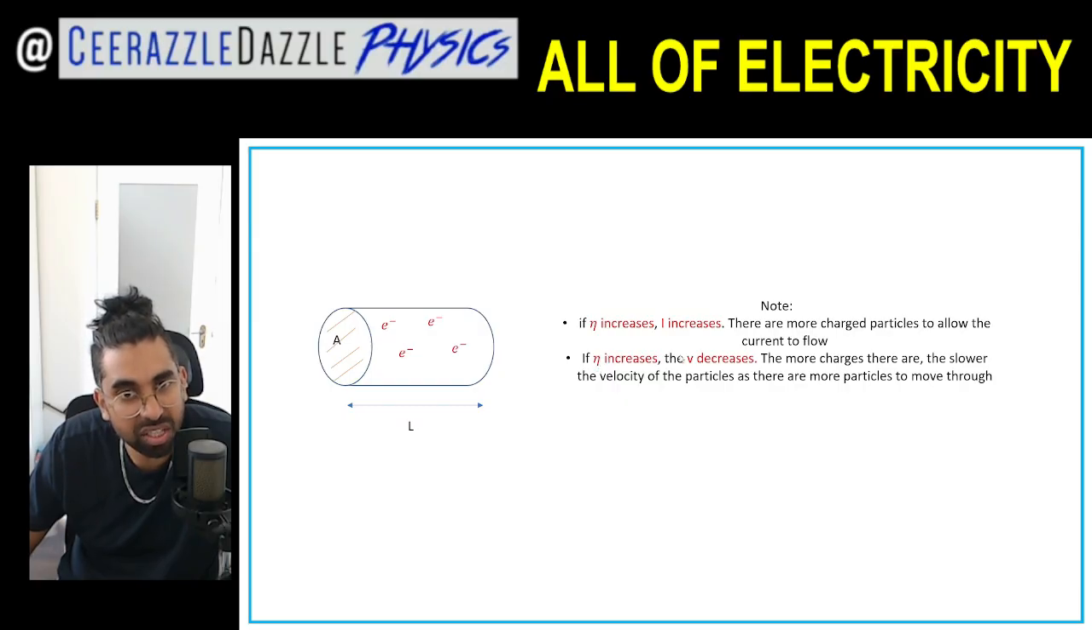If eta increases, the average velocity will actually decrease. Look at the formula: I is equal to eta A q v. You can see that if you were to rearrange that, eta and v are inversely proportional to each other. The reason why the velocity would actually decrease is that if you put more and more charge carriers inside here, they collide more often, and therefore the overall velocity decreases.